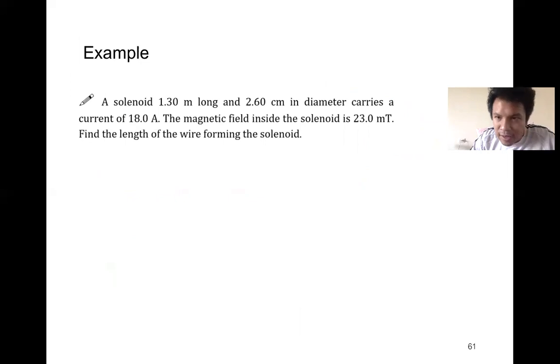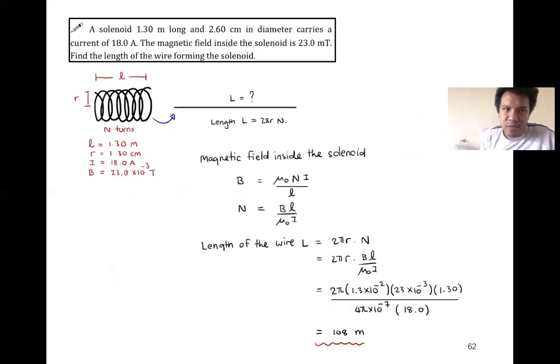Right, so this is another example about a solenoid. They give the parameters of the solenoid: they give us L, they give us R, they give us I, they give us B. Then use the relationship that you derived from the solenoid. Let me try to derive the relation for the solenoid again.